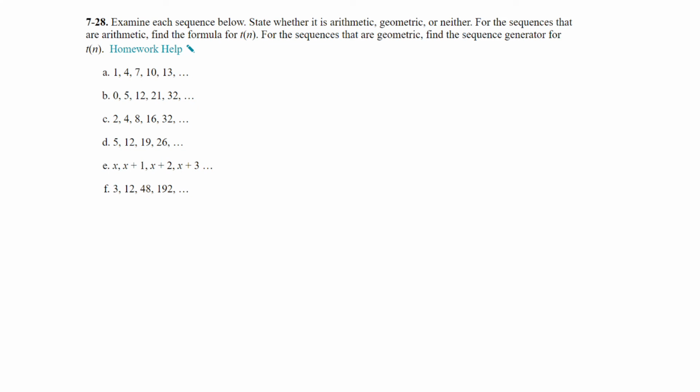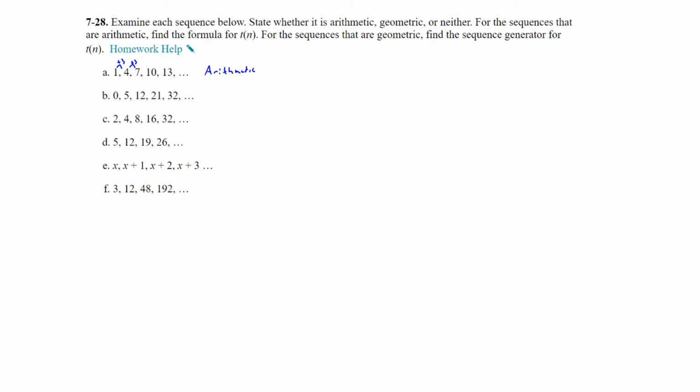So on the first one, A is 1, 4, 7, 10, and 13. So hopefully you see pretty quickly that we can add 3 each time, and it has to be throughout the entire sequence. So this one is arithmetic.